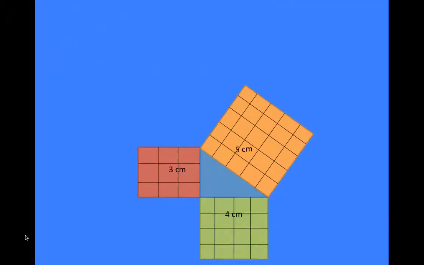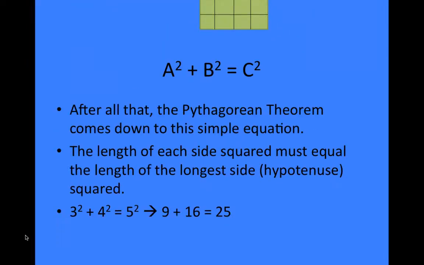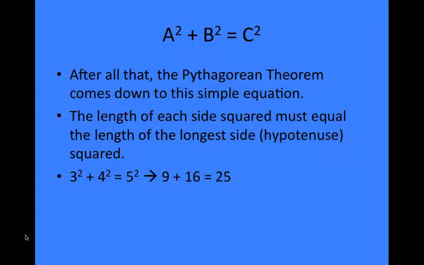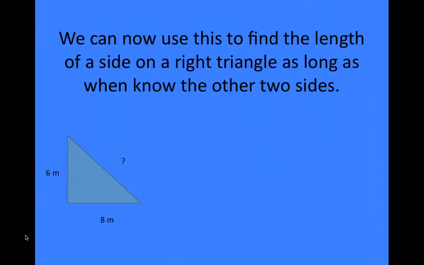Is there another way? We can say 3 squared plus 4 squared equals 5 squared, and that gives you 9 plus 16 equals 25. Now we can use this to find the length of the side of a right triangle as long as we know the other two sides.